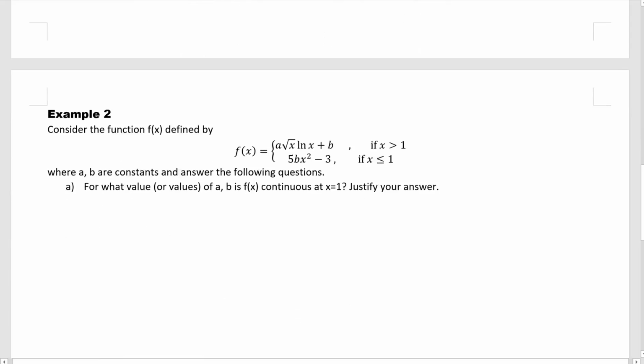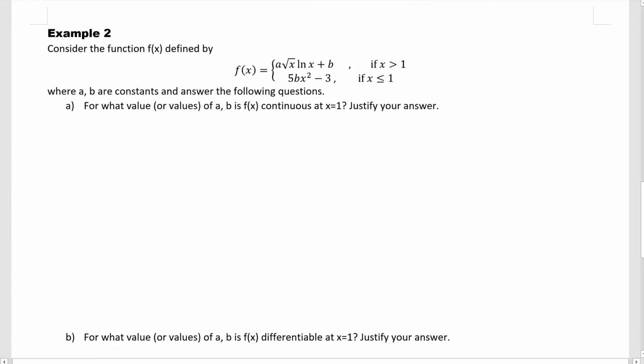Okay, let's look at example 2. So I hope you can pause the video here and try to work on this problem first. Because for math, practice is very important. All right, have you done?